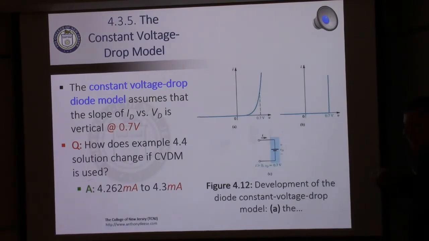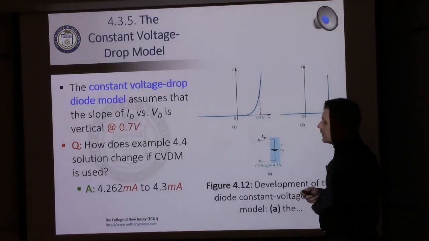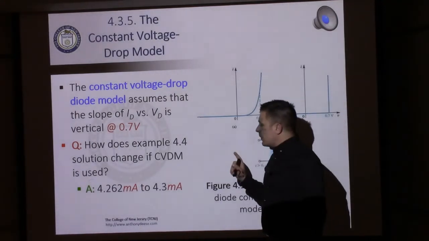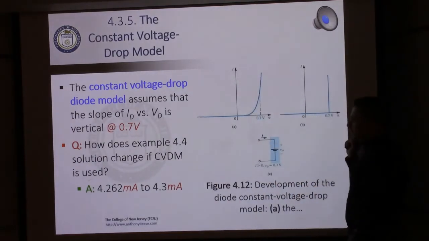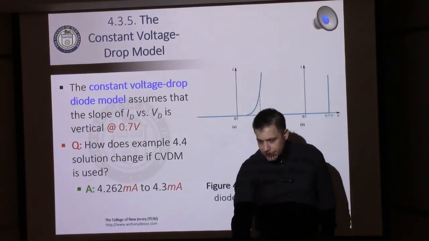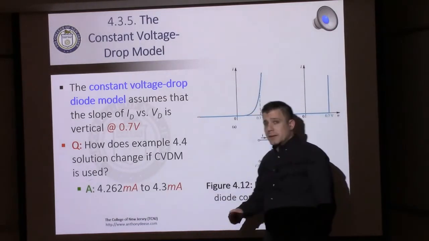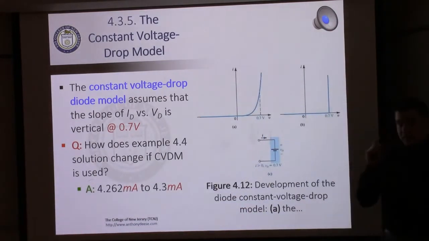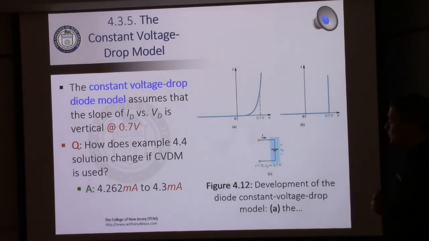When we use iterative analysis, and you'll see that when I send the MATLAB code for this example, the solution that we got was 4.262 milliamps. That was from the iterative method, which should give us a very accurate result. Using the constant voltage drop model, that only changes to 4.3 milliamps. So you can see it's a relatively small difference in the solution.